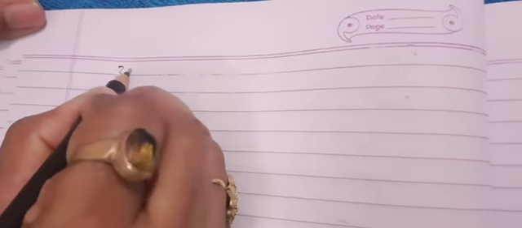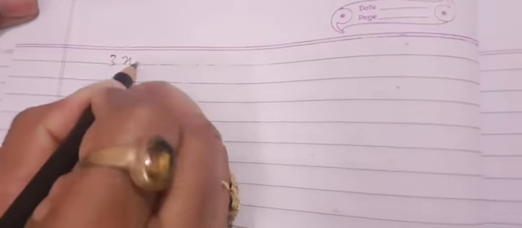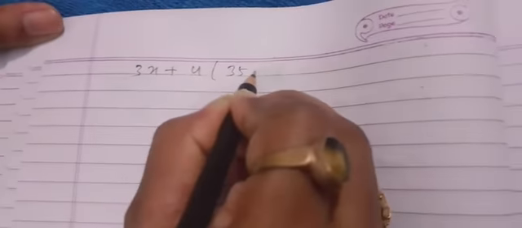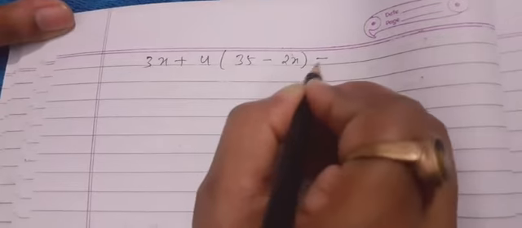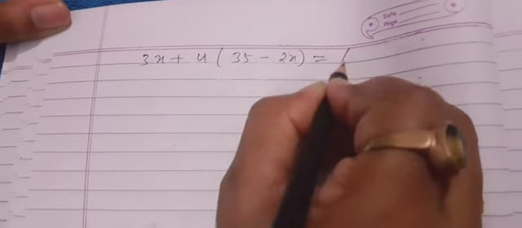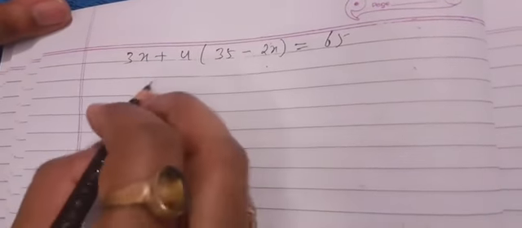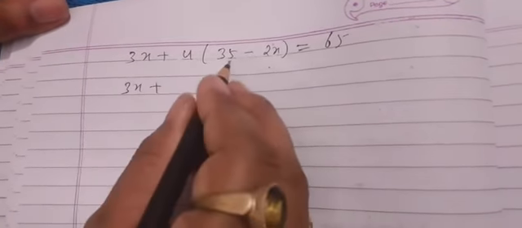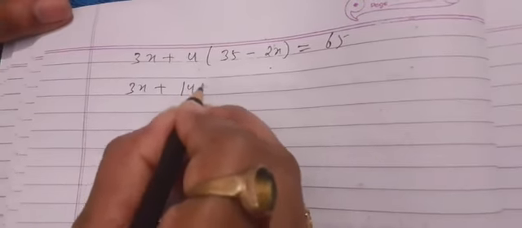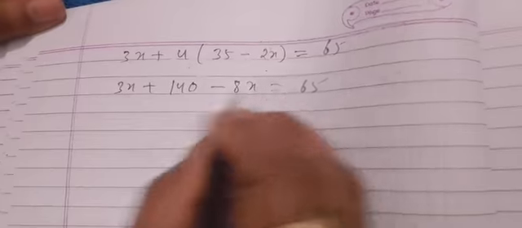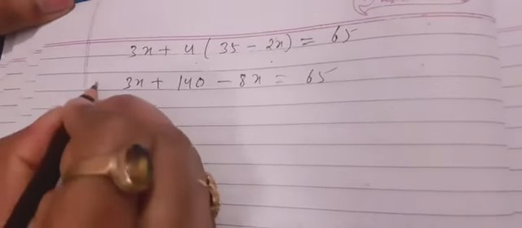Our equation was 3x plus 4y is equal to 65. So 3x plus 4 into the value of y, which was 35 minus 2x, I kept it here, and 65. I put the value of y here. And now 3x plus 4 into 35 is 140, minus 4 times 2x is 8x, is equal to 65.